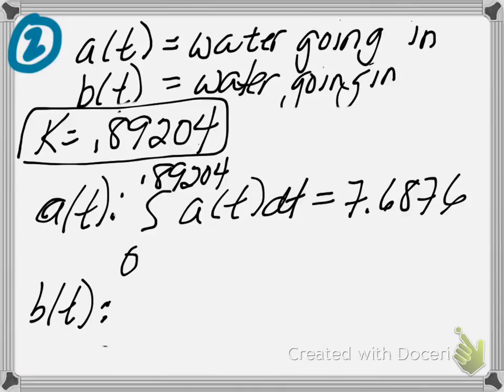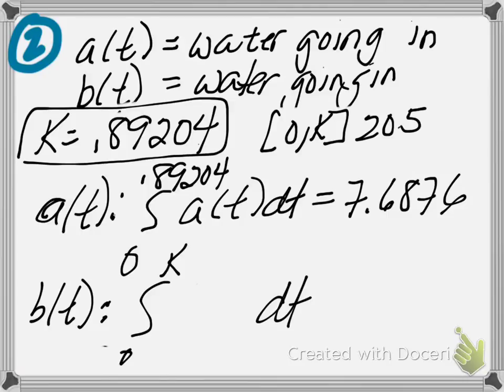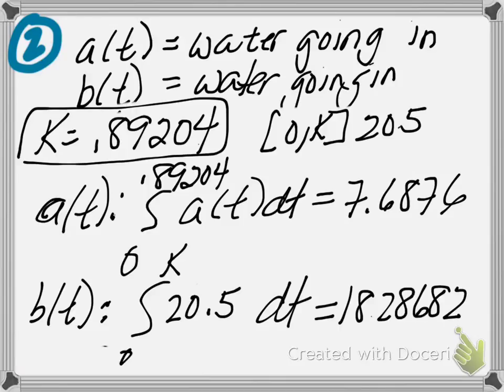Okay, then you can do the same thing for B of t. You're going to run into a little bit of trouble. So this is also going to go from 0 to K of B of t dt. Now, you can't put that into your calculator right now because you don't have a function. But alas, you do have a function, because you're told that between 0 and K, every hour, 20.5 liters is going in. So 20.5 is your function. Okay, so it would be 20.5 dt. You're going to use your calculator, and you're going to get this, 18.28682. Yep.